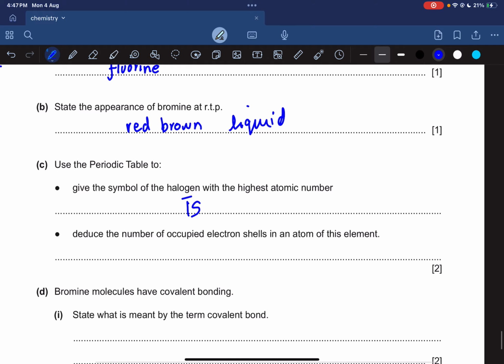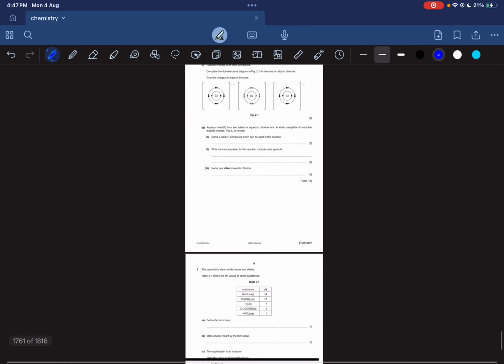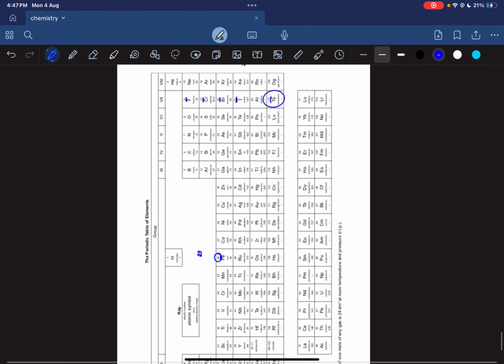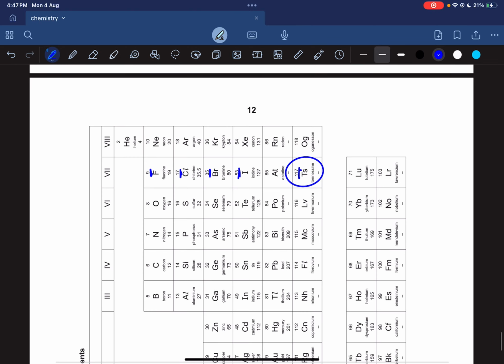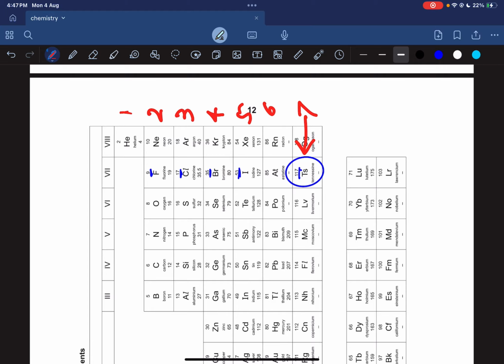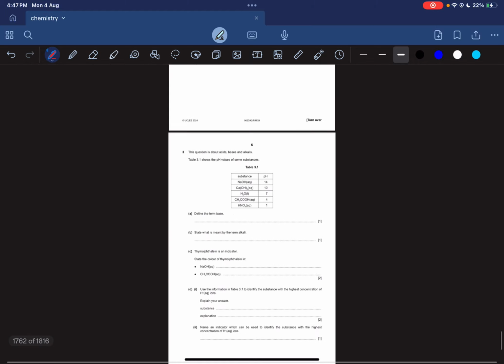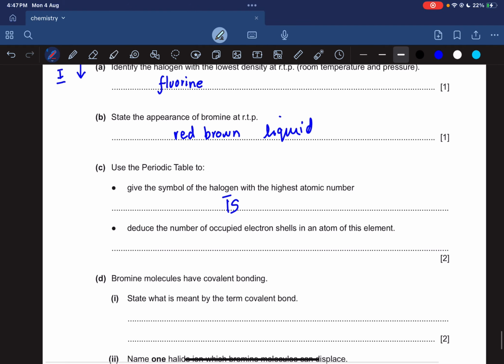Deduce the number of occupied electron shells in an atom of this element. So in this Ts, we have to write the number of occupied electron shells. How do we get the number of occupied electron shells? We look at the periods. The period number equals the number of occupied electron shells. First period, second period, third period, fourth period, fifth period, sixth period, and seventh period. Since it's in period 7, it's going to have 7 occupied electron shells. So we're going to write 7 occupied electron shells.